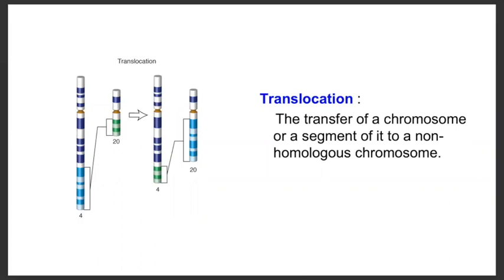Translocation is the transfer of a chromosome or a segment of it to a non-homologous chromosome. Now, what makes it different from insertions? In insertion, the portion of the chromosome, for example, in chromosome number 4, is removed from chromosome number 4 and transferred to chromosome number 20 without exchange of this portion of the chromosome to chromosome number 4. Okay, while in translocation you have a switching of chromosome segments, for example between chromosome number 4 and chromosome number 20, you have a switching of the segment of chromosome from chromosome number 20 to chromosome number 4 and vice versa. So that's what makes it different.